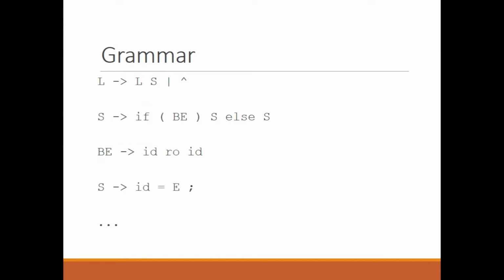So this is a grammar for an if-else statement. We can see the statement can be an if, and there is a branch equals instruction that is enclosed inside the bracket, and the branch equals instruction can be an ID, a relational operator, and then another ID. And the statement can also be an assignment operation.